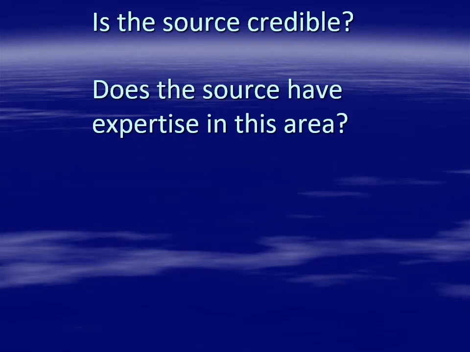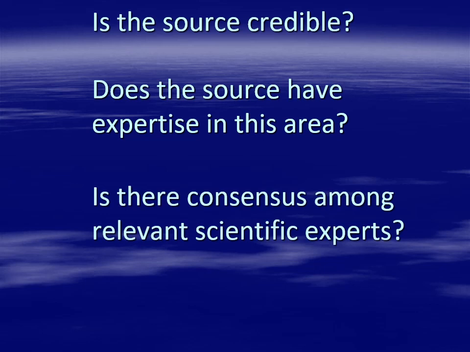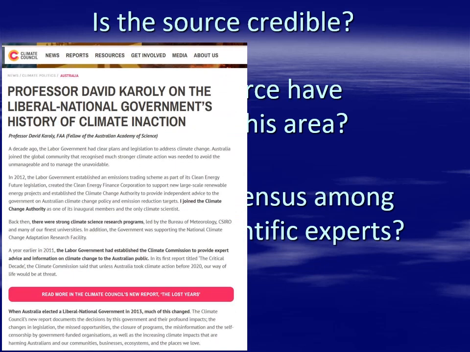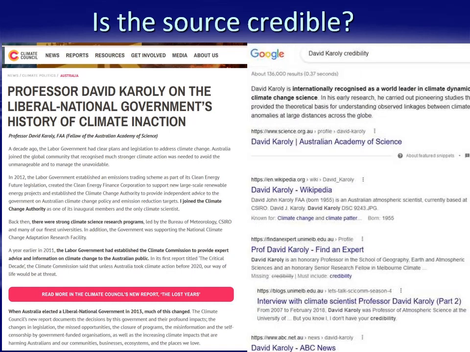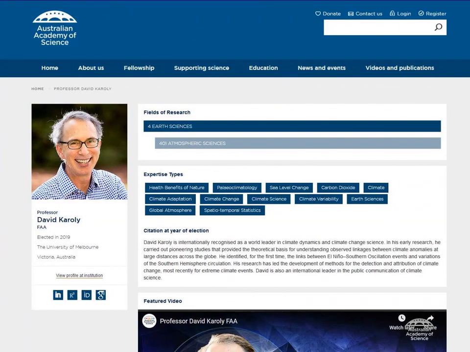On the other hand, if we were to look at an article, say by David Karoly, we would very soon find that he's an internationally recognised world leader in climate dynamics and climate change science. Plenty of evidence to show that he, in fact, is somebody we can listen to.